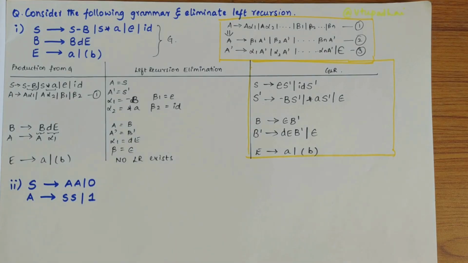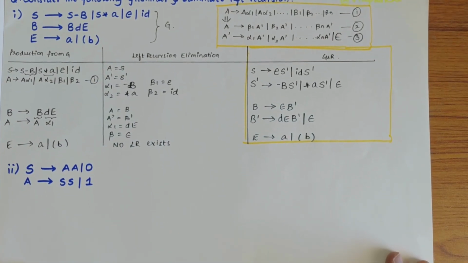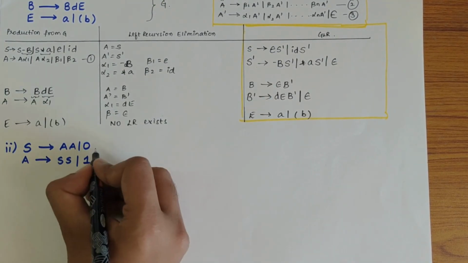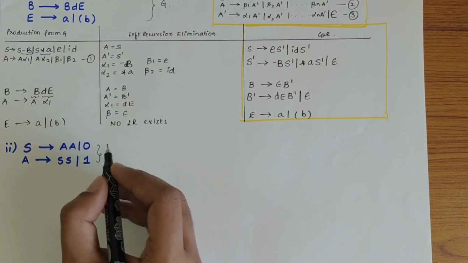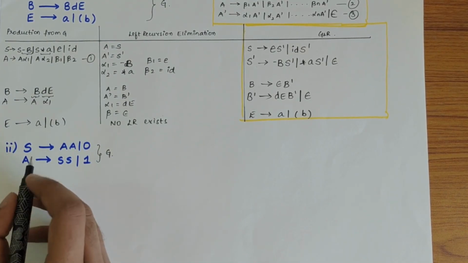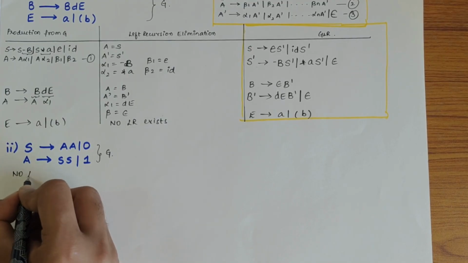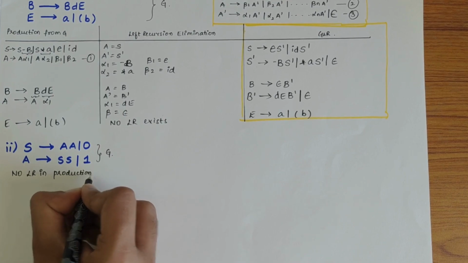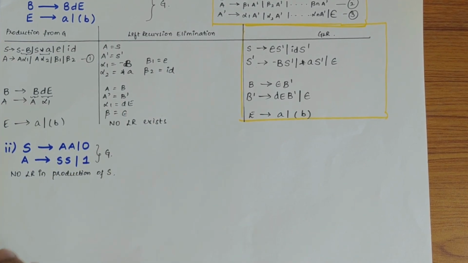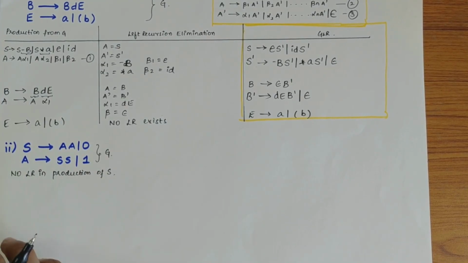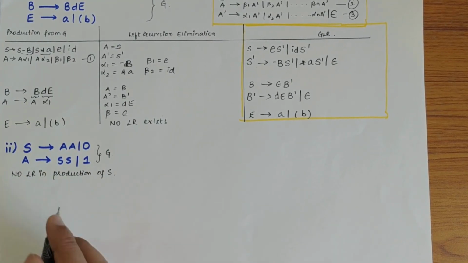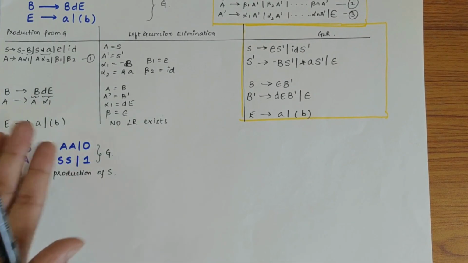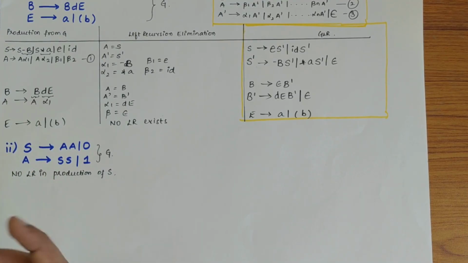So that's the answer. Now let's consider the second question here. There are two productions. Let's take this as G. If you look at the first production, there is no left recursion in the production of S. But if you look at the second production, there lies indirect left recursion. So in this case, for the first production, don't check, write it as it is. From the second production we need to start.